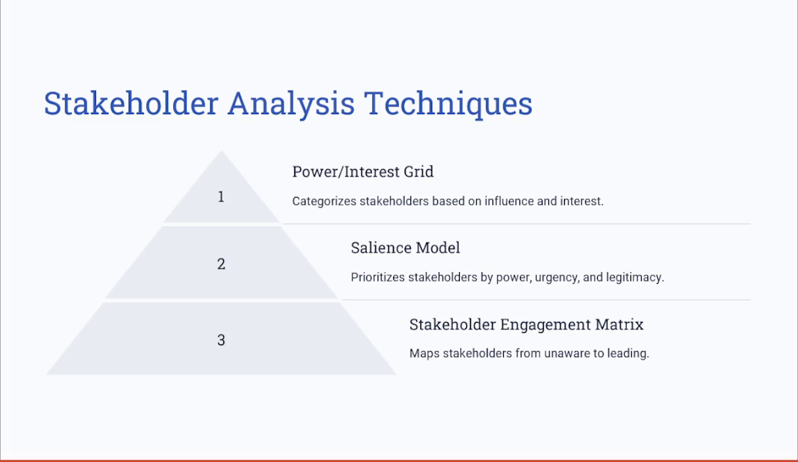Also, you have the salience model, which provides a deeper perspective by considering the urgency of the stakeholders, while the stakeholder engagement matrix tracks the engagement level over time. These are the key types you can use for stakeholder analysis: the power interest grid, the salience model to prioritize stakeholders by power and urgency, and the stakeholder engagement matrix, which maps stakeholders from unaware to leading.